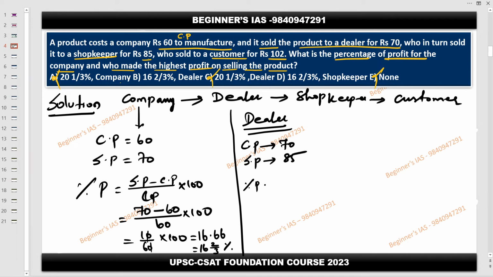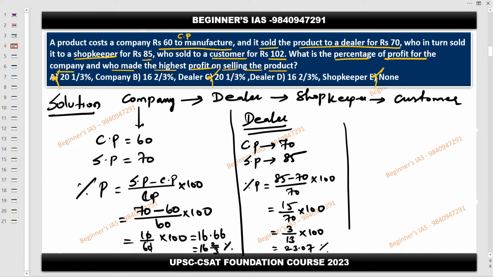So profit percentage is equal to what? (85 minus 70) by 70 into 100, which is equal to 15 by 70 into 100, which is equal to 3 by 14... 3 by 13 into 100. So 1 by 13 is nothing but, you need to know the conversions, 7.692. Then 3 by 13 is nothing but 23.07 approximately. Okay.